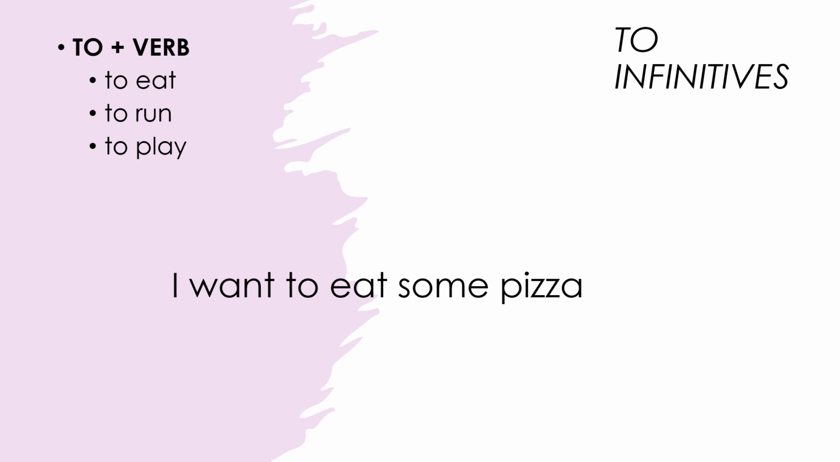Let's take a look at this sentence. This is going to serve as the example to understand why do we use to infinitives. We have to be careful here. We have two different verbs, and we cannot have two verbs next to each other. So what do we do? We add to in the middle of them. So now we have I want to eat some pizza.